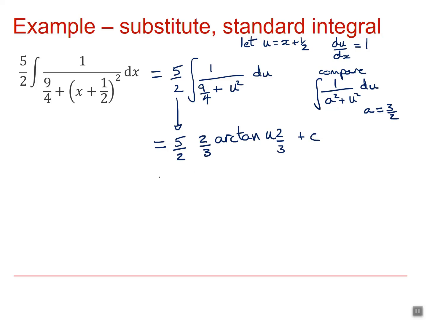I can tidy that up just a little bit. The 2's will go here. So I'm going to get 5 over 3 arctan 2u over 3 plus c.